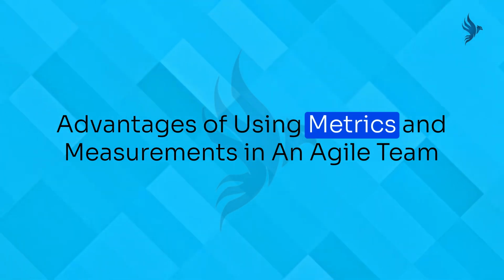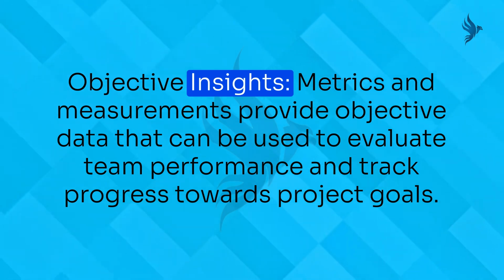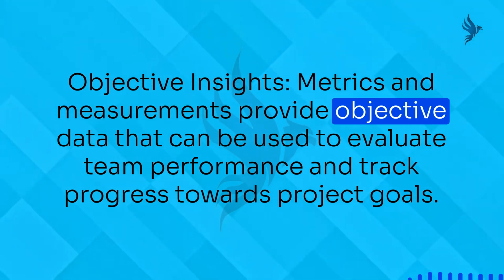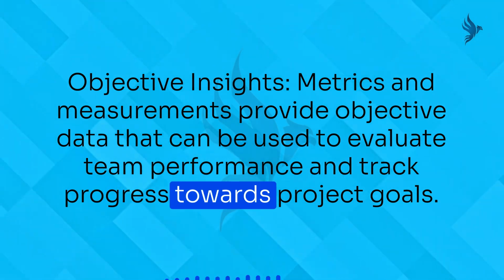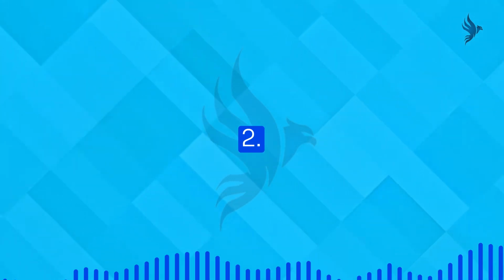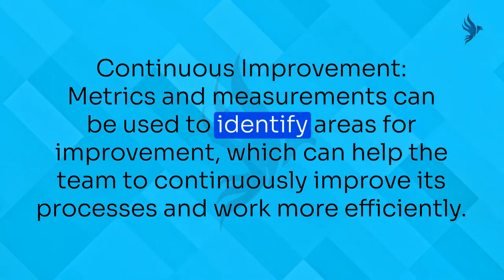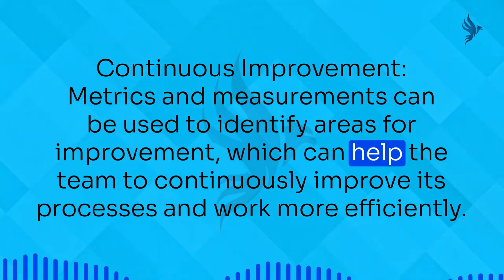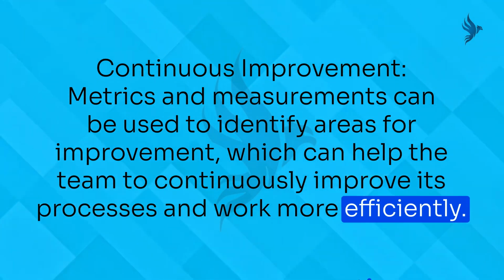Advantages of using metrics and measurements in an agile team. 1. Objective insights. Metrics and measurements provide objective data that can be used to evaluate team performance and track progress towards project goals. 2. Continuous improvement. Metrics and measurements can be used to identify areas for improvement, which can help the team to continuously improve its processes and work more efficiently.